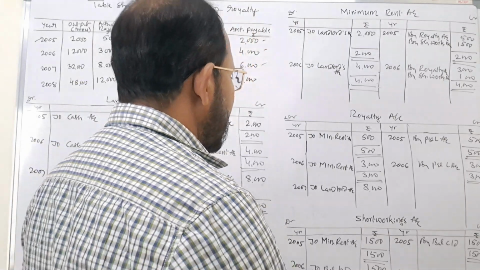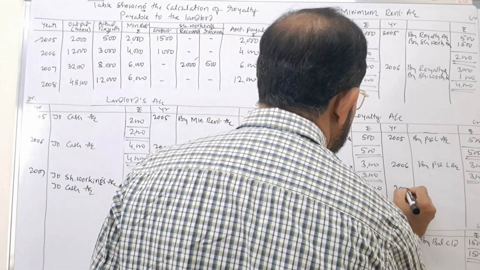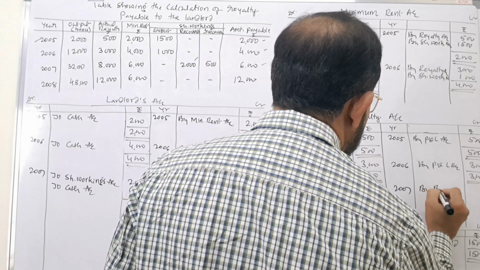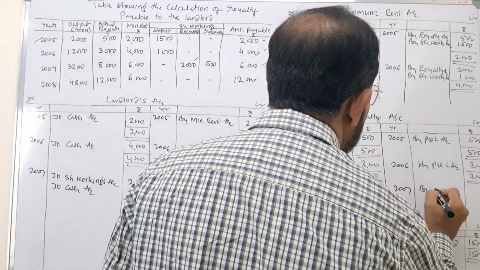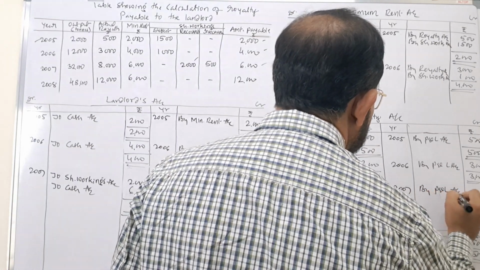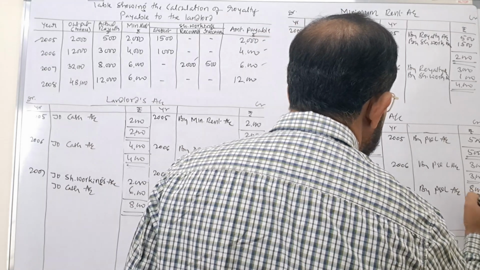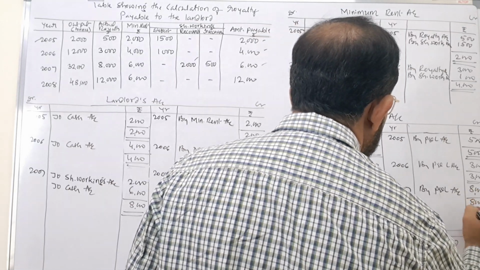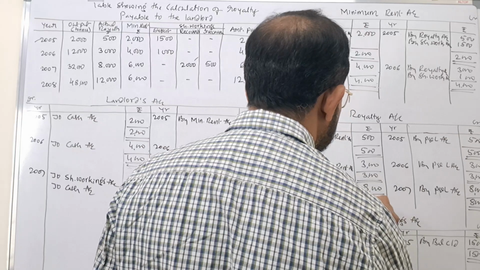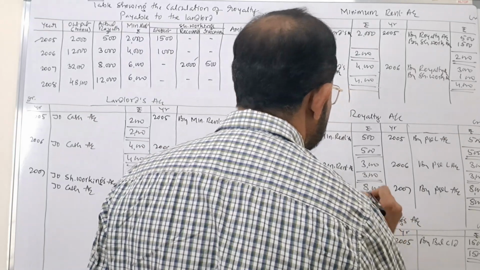Now come to royalty account. In the year 2007, we close this account by transferring the balance to profit and loss account. Profit and loss account. Rupees how much? Rupees 8,000. Close the account. 8,000 and rupees 8,000.